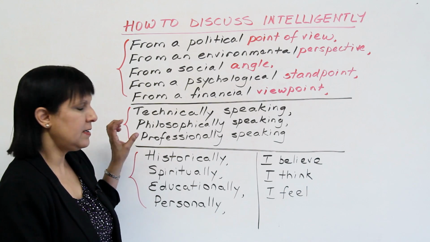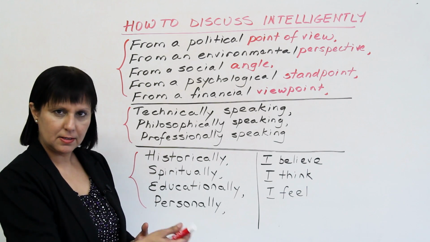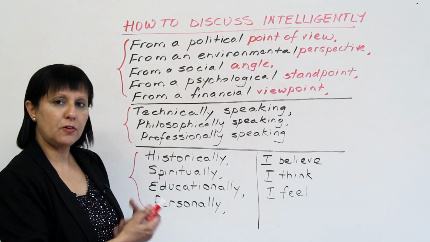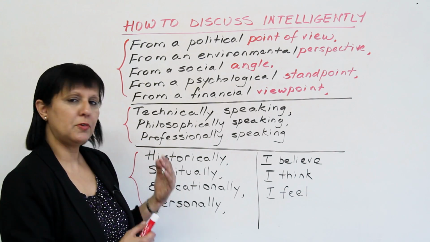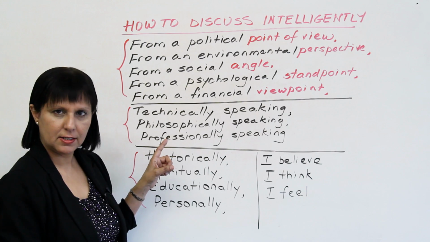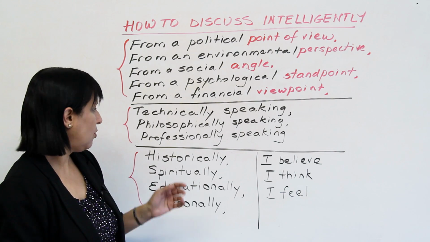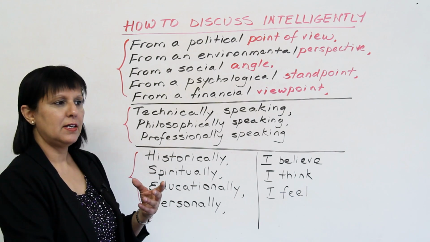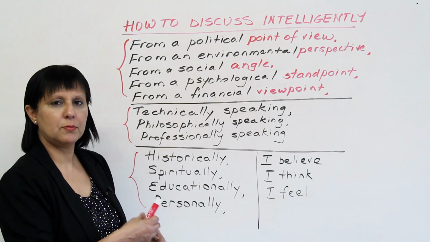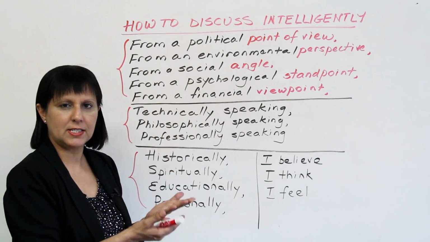Okay? Another technique you can use is this expression. Technically speaking, all right, and then you talk about the technology of it, or philosophically speaking, or professionally speaking, okay? And again, you can take any topic, all right, and express it in that way. When we say technically speaking or philosophically speaking, it means when we are speaking about the philosophy of it, okay, or when we're speaking about it from a professional point of view, okay, same idea, different ways of expressing it.